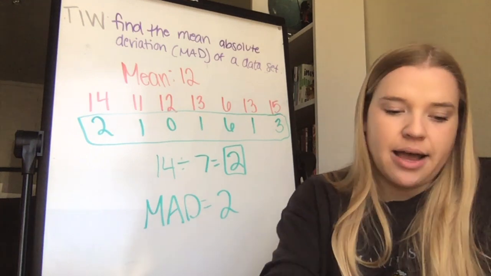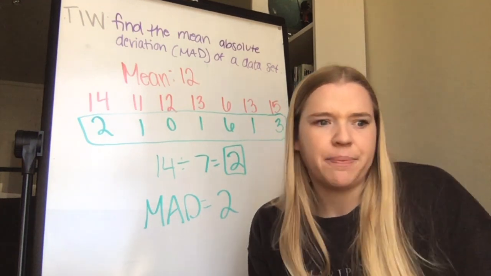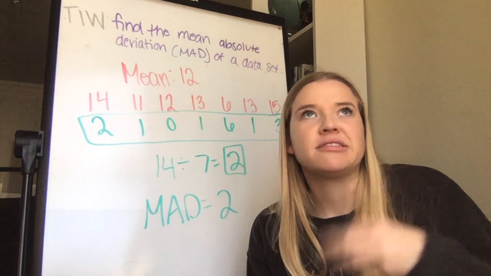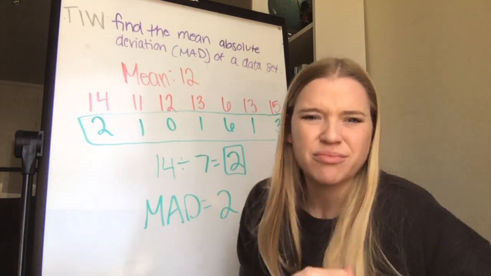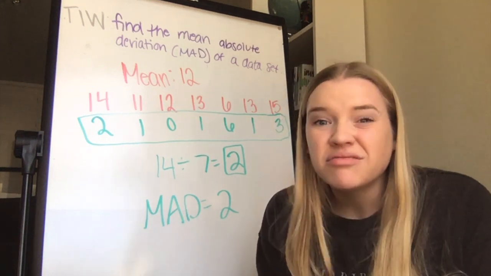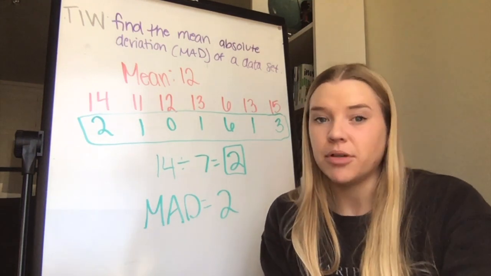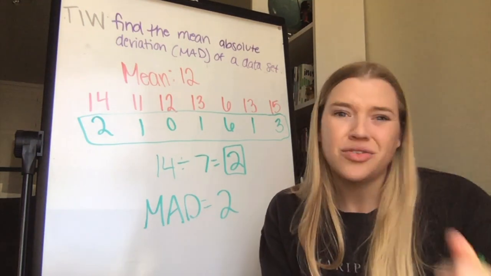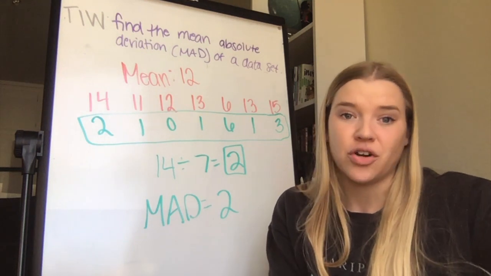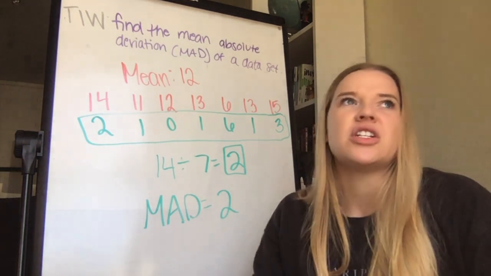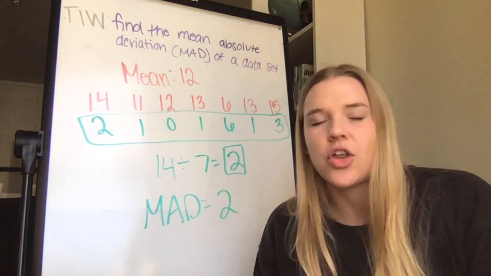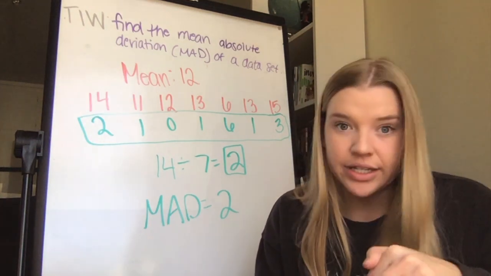This is actually a concept that I'm having some problems finding sample worksheets on. I'll see what I can find, and if I can find something, I'll link it down below. But if not, you can honestly just come up with numbers and find your own MAD. It's going to be difficult to check your answers, but there might be a MAD calculator. I'll see what I can find.